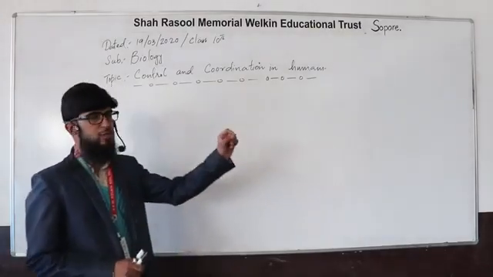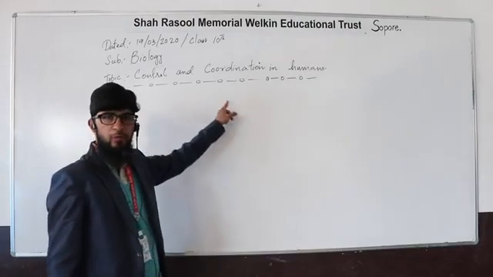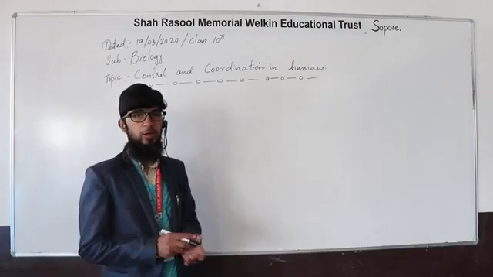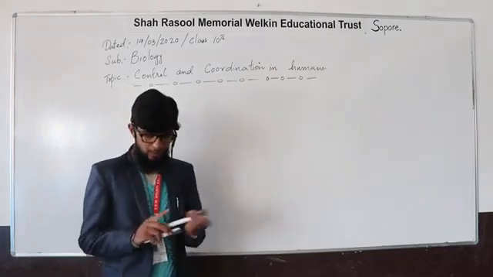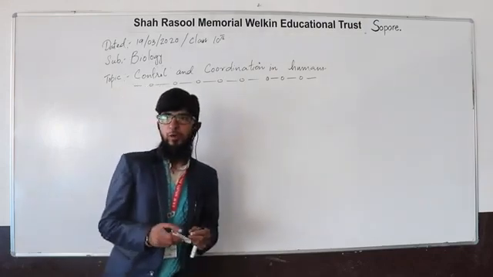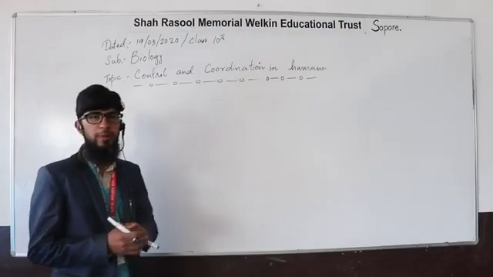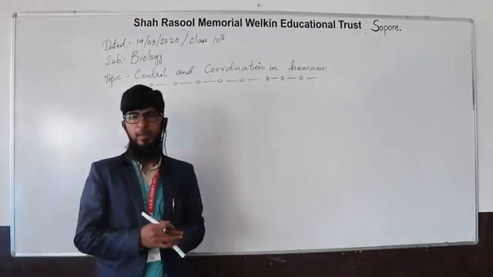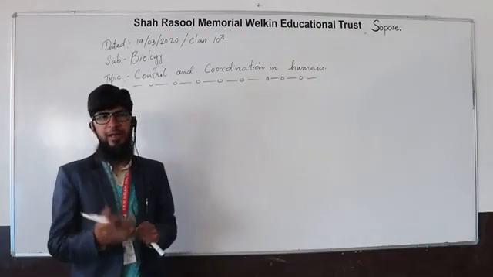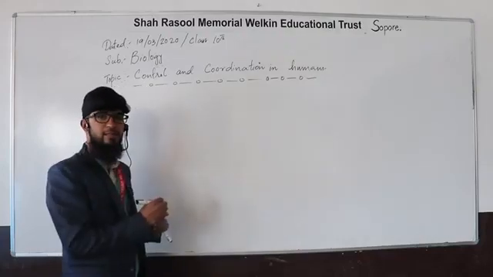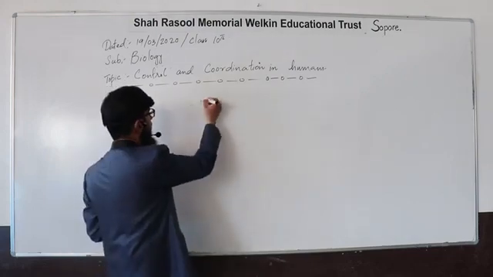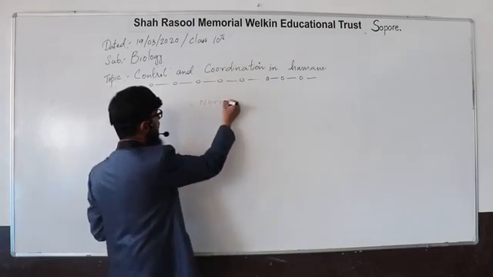So my dear students, we are today going to talk about control and coordination in animals, particularly in human beings. We know that control and coordination in human beings and in all higher organisms, higher animals, is maintained by two main systems, one of which is the nervous system.